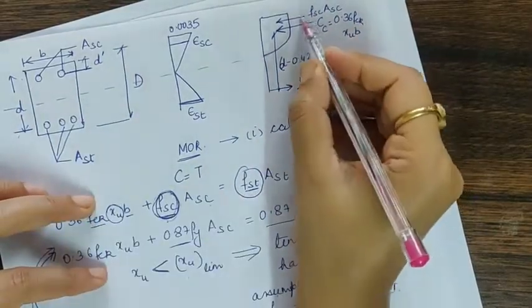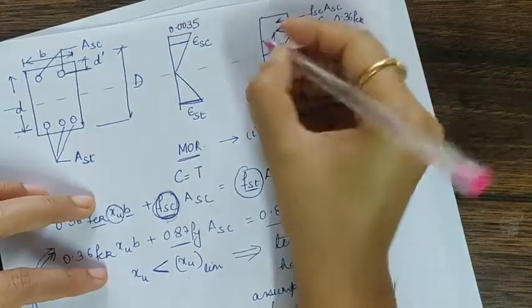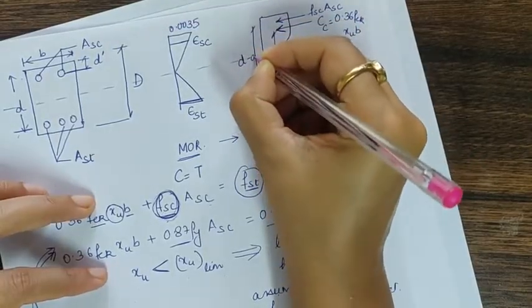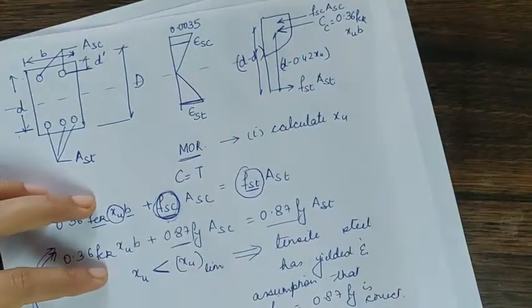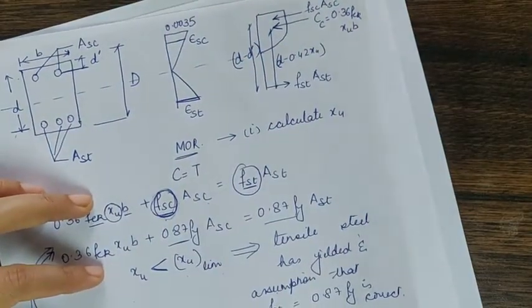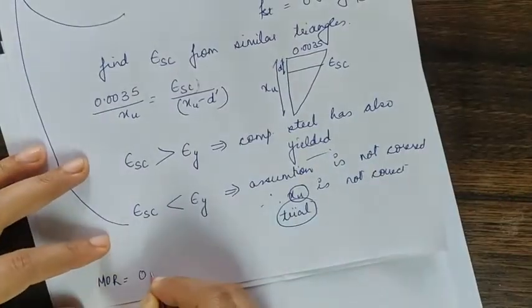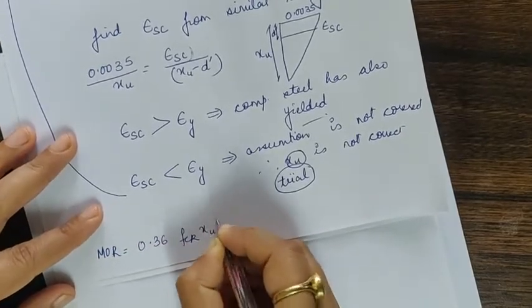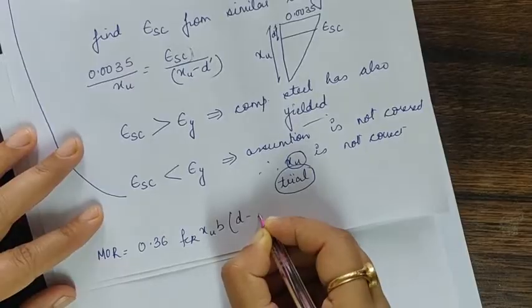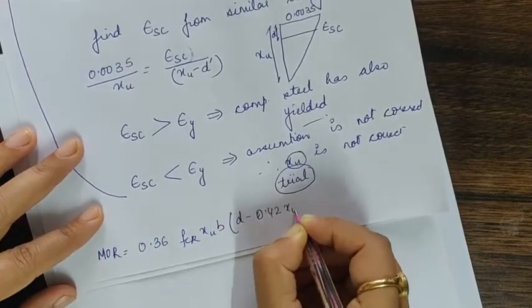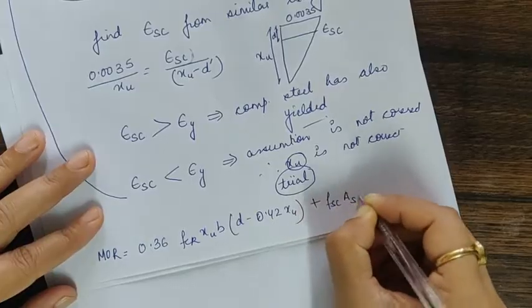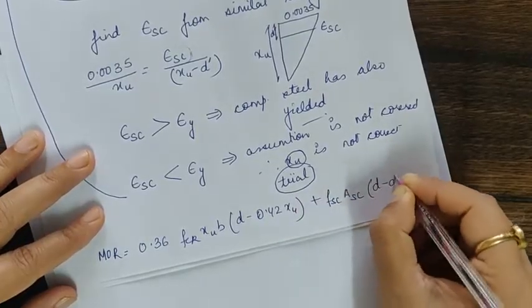Second compressive force is this. Lever arm for this is this one, that is D minus D dash. So it means total moment of resistance will be 0.36 FCK XU into B into D minus 0.42 XU, plus FSC ESC into D minus D dash.